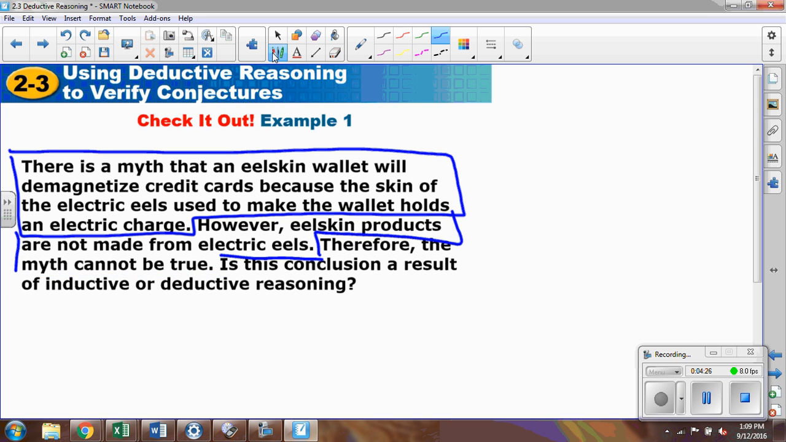So is that inductive or deductive reasoning? Did we follow a pattern, or did we use some kind of rule and evidence? We used a rule. The law was the claim about the wallets. The evidence was that they're not made from that, and so we have a deductive conclusion.